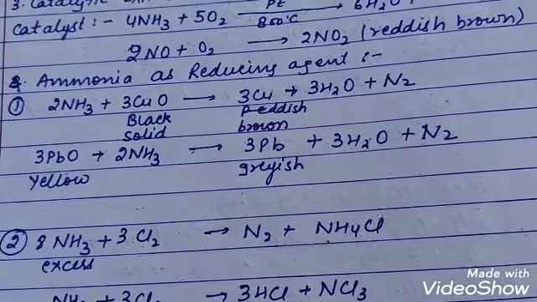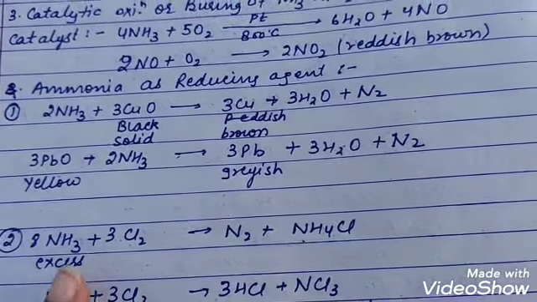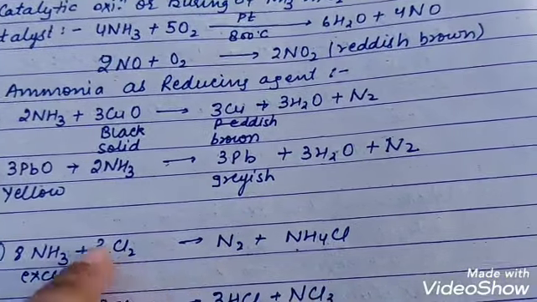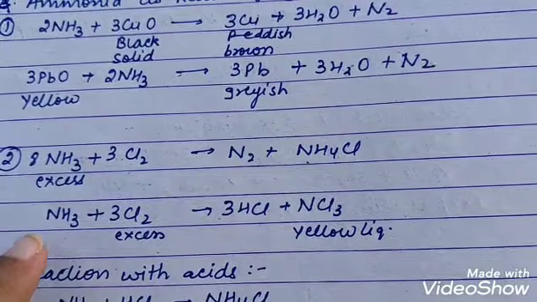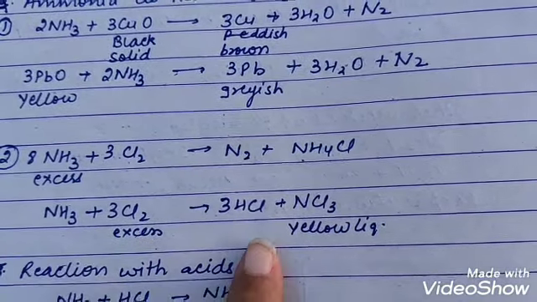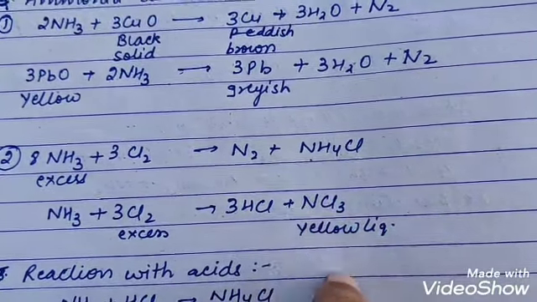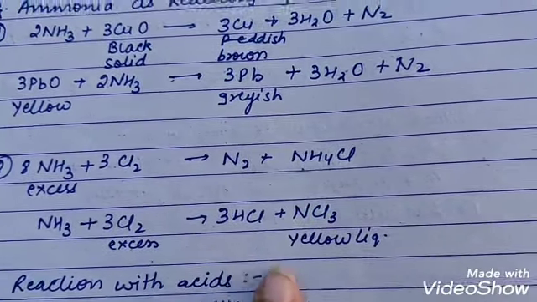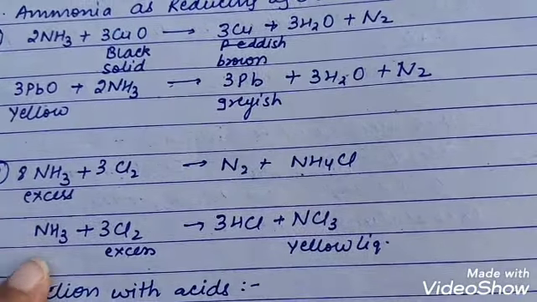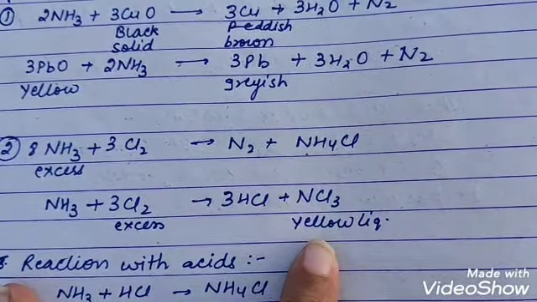So what is the observation when ammonia reacts with chlorine and ammonia is in excess? Dense white fumes of NH4Cl form. In NH3 to NH4Cl, one hydrogen is added. Now what happens when NH3 and Cl2 react and chlorine is in excess? It will form 3HCl and NCl3. NCl3 is nitrogen trichloride, a yellow liquid that is highly explosive. So the observation when chlorine is in excess is that it forms a highly explosive yellow colored liquid.